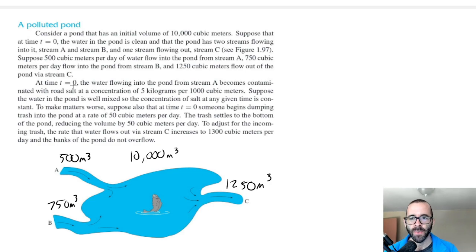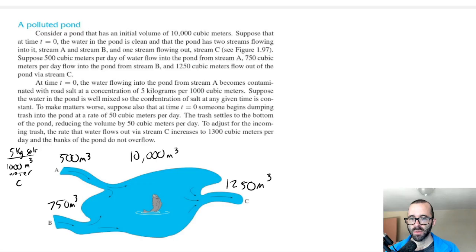At time t equals 0, the water flowing into the pond from stream A becomes contaminated with road salt. So there's road salt being used to make the road conditions safer, and specifically it's at a concentration of 5 kilograms per 1,000 cubic meters. So we have 5 kilograms of salt per 1,000 cubic meters of water. This is our concentration.